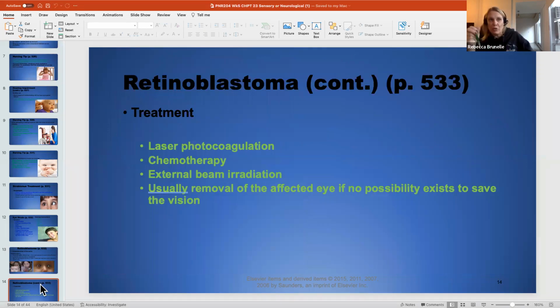So the main treatment is going to be photocoagulation therapy with a laser, chemotherapy, and they can do irradiation therapy also. And then worst case scenario, they actually have to remove the eye where the tumor is.